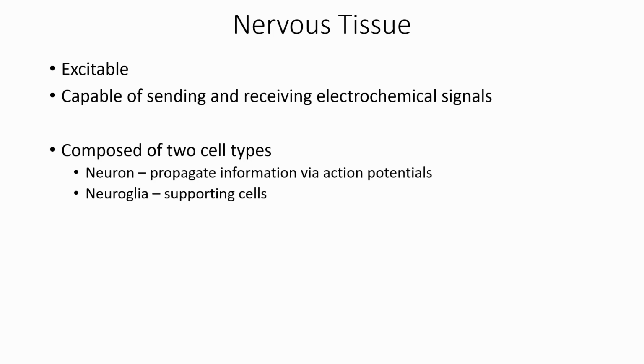So what are some things that nervous tissue has to be able to do? It has to be excitable. We talked about this with muscle too, right? Muscle has to be excitable. It has to be able to respond to something. But the response is different, right? Because remember, muscle tissue responded by contracting. Nervous tissue responds by sending and receiving electrochemical signals. And when you get to physiology, you'll talk about this in depth, of how these electrochemical signals work.